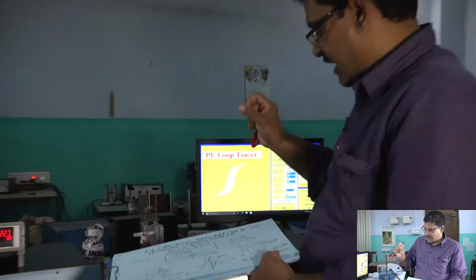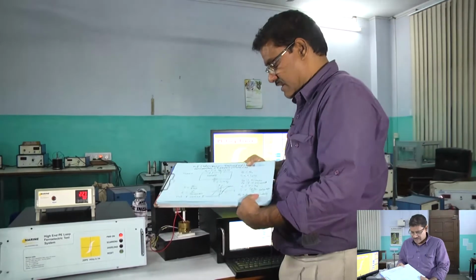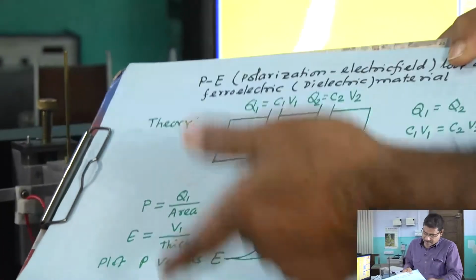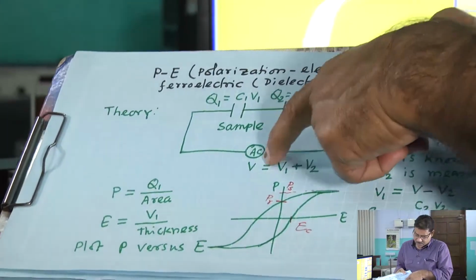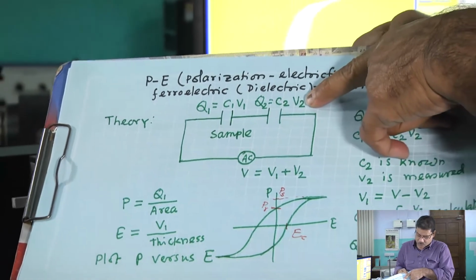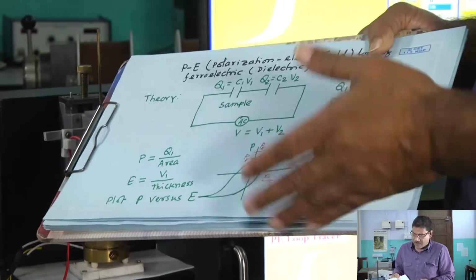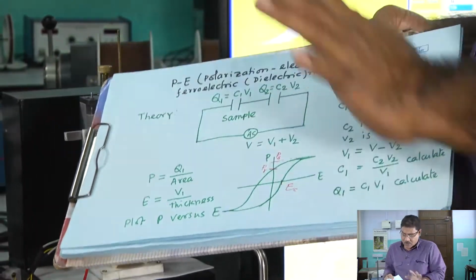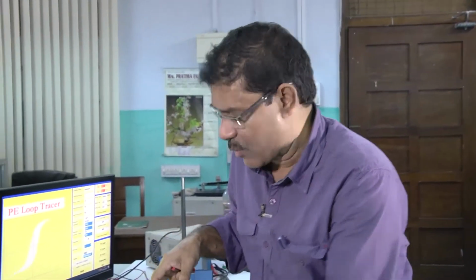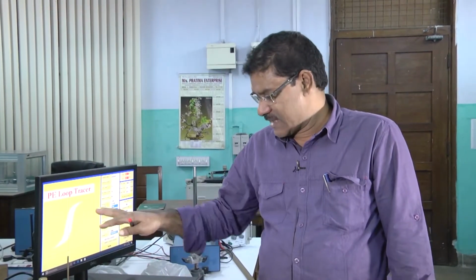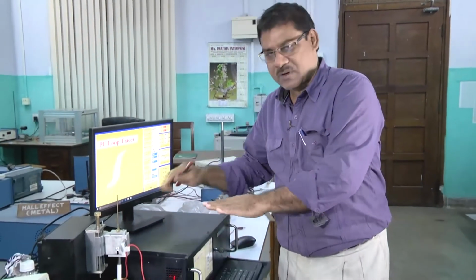So, manually I will vary the input AC signal, and then I have to note down the value of V2. Then the rest of the part I should calculate and find out the electric field and P. Whatever we can do manually, here the computer programming will do this job. This is the computer, we are collecting this data through this computer.